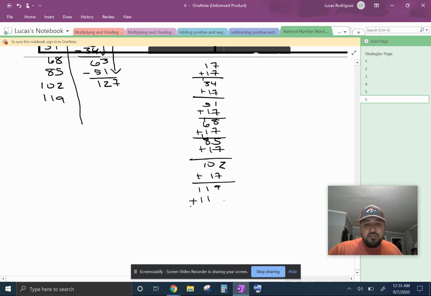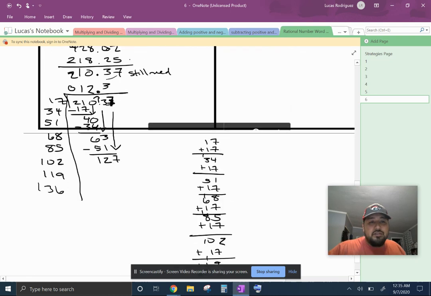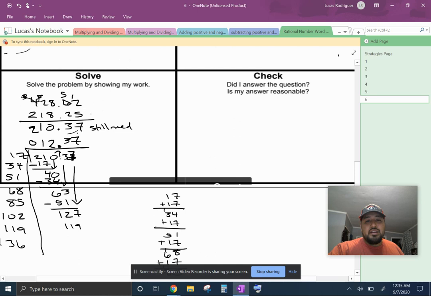So that's going to be 17. I'm going to cross that out. That's a 0. There's nothing supposed to be there. So I'm going to add 17 to this. So that's going to be 136. So that's a little too much. So times 7 would give me 119. And I'm just going to leave it there because we're talking about money here.